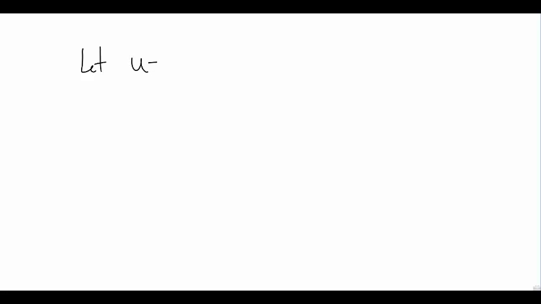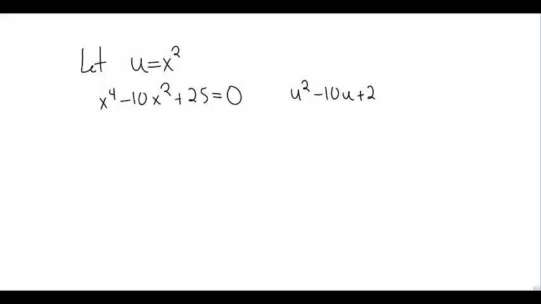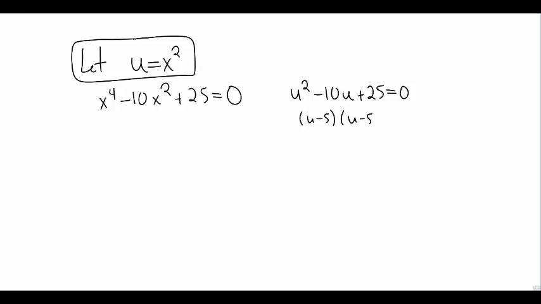Let's let u equal x squared. So our original equation becomes, after substituting in u for x squared, u squared minus 10u plus 25 equals 0. Again, I'm just letting u be defined to be x squared here. So the substitution just gives this. And in this equation, when we solve it for u, it's quadratic, factors by hand. It has a unique solution, u equals 5.